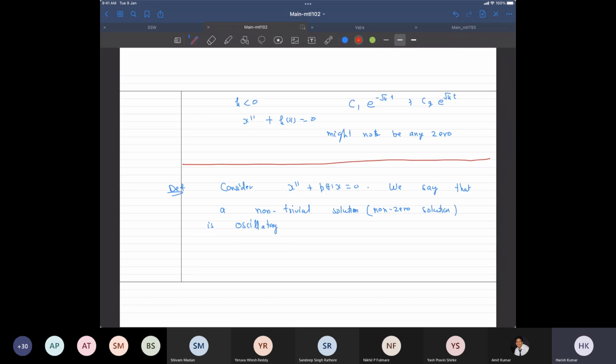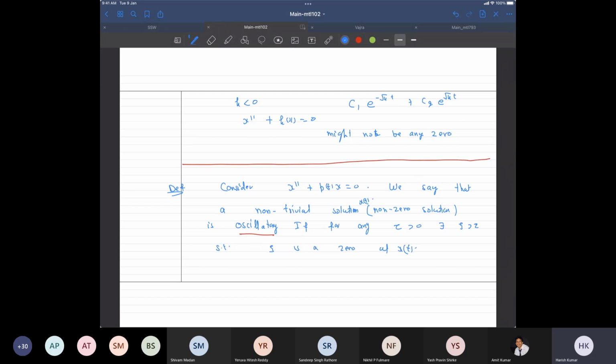Okay, so we say a solution is oscillatory if for any number tau, there exists xi bigger than tau such that xi is a zero of x(t). Okay, so a non-trivial solution, let's call it x(t).